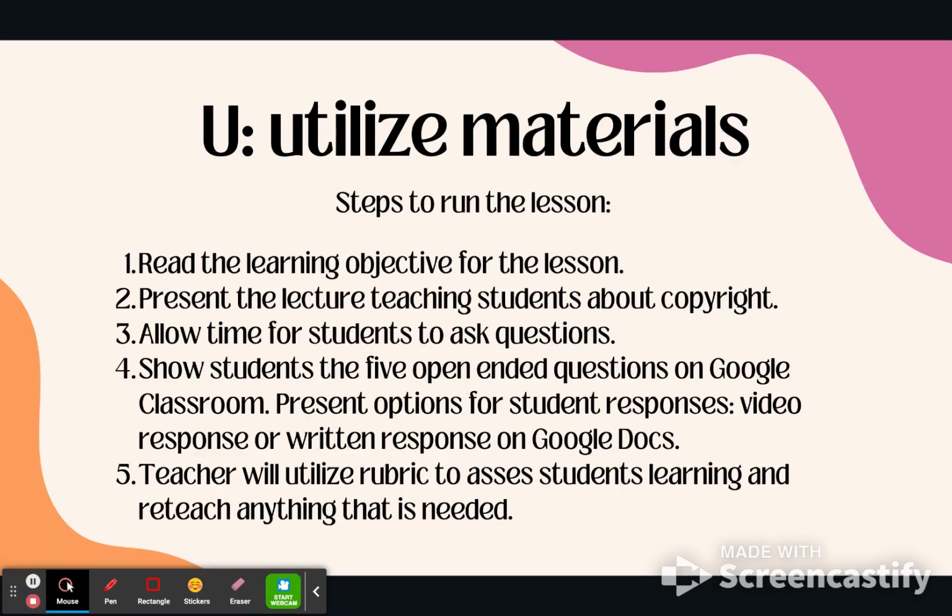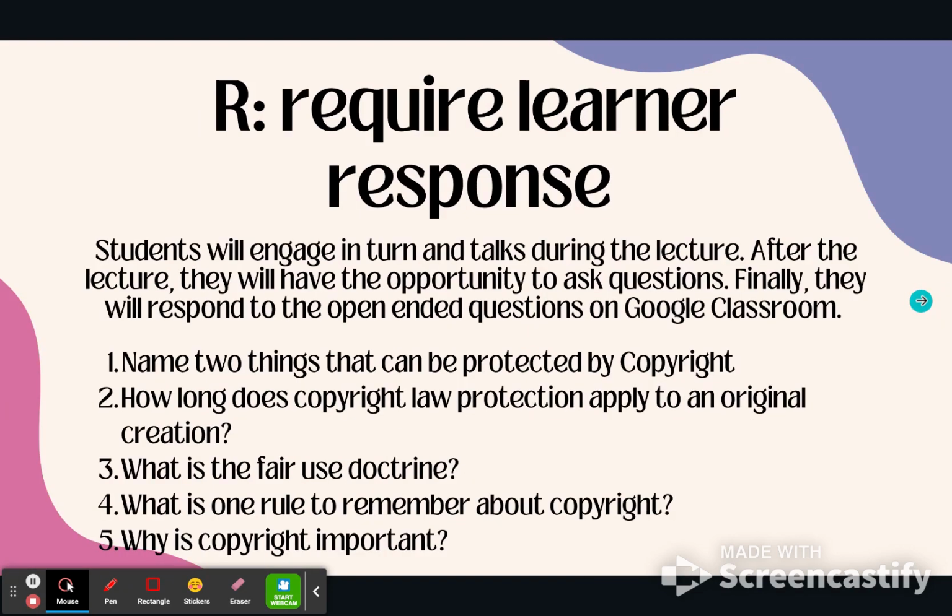U, utilize materials. So the steps that are going to be used to run this lesson are step 1, read the learning objective from the lesson. Step 2, present the lecture teaching students about copyright. Step 3, allow time for students to ask questions. Step 4, show students the 5 open-ended questions on Google Classroom. Present options for student responses. They can do a video response or written response on Google Docs. And step 5 is teacher will utilize rubric to assess students' learning and reteach anything that is needed.